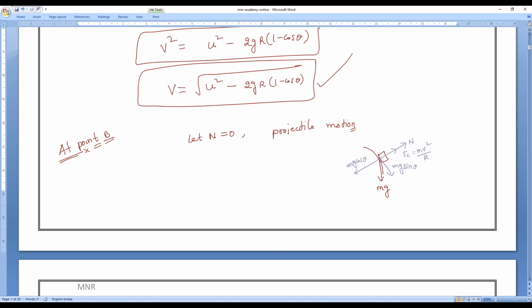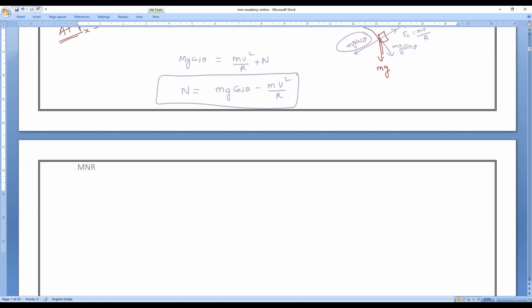So now write the equation. We get mg cos theta is equal to mv square by r plus N. Am I right? Will you all agree with me? Yes, sir. So from that, N is equal to mg cos theta minus mv square by r. Will you all agree with me? Clear, everybody? Yes, sir. So that is what it is.